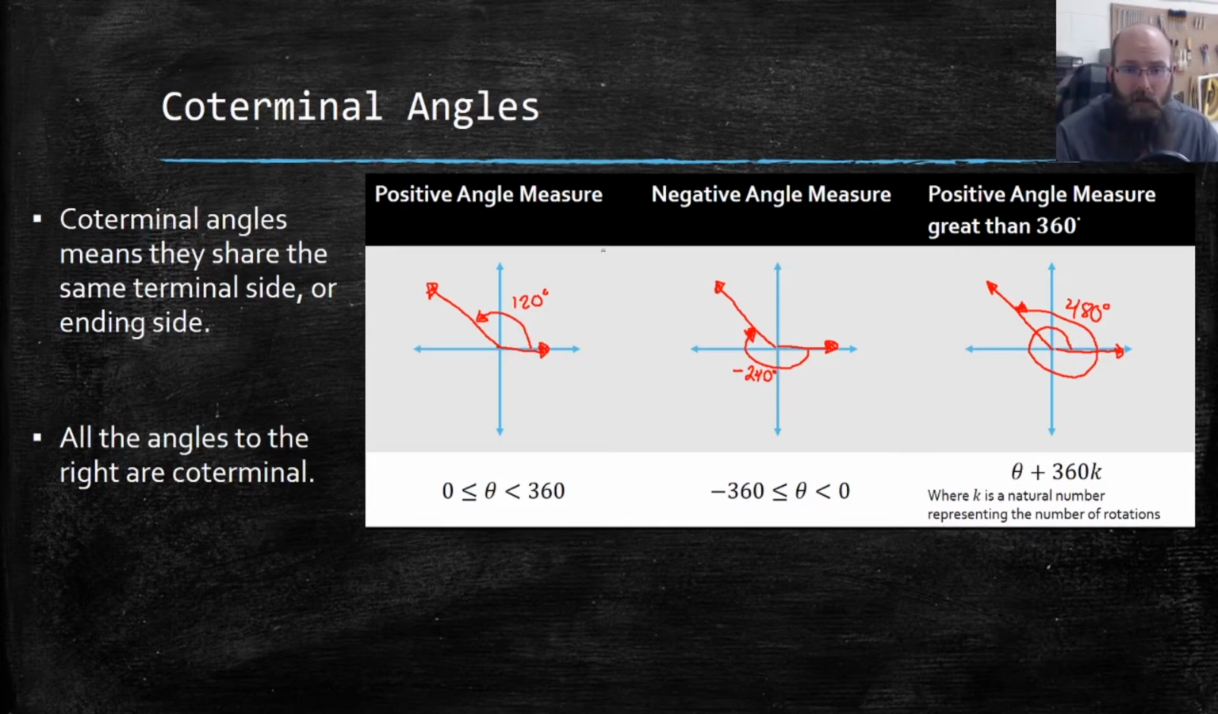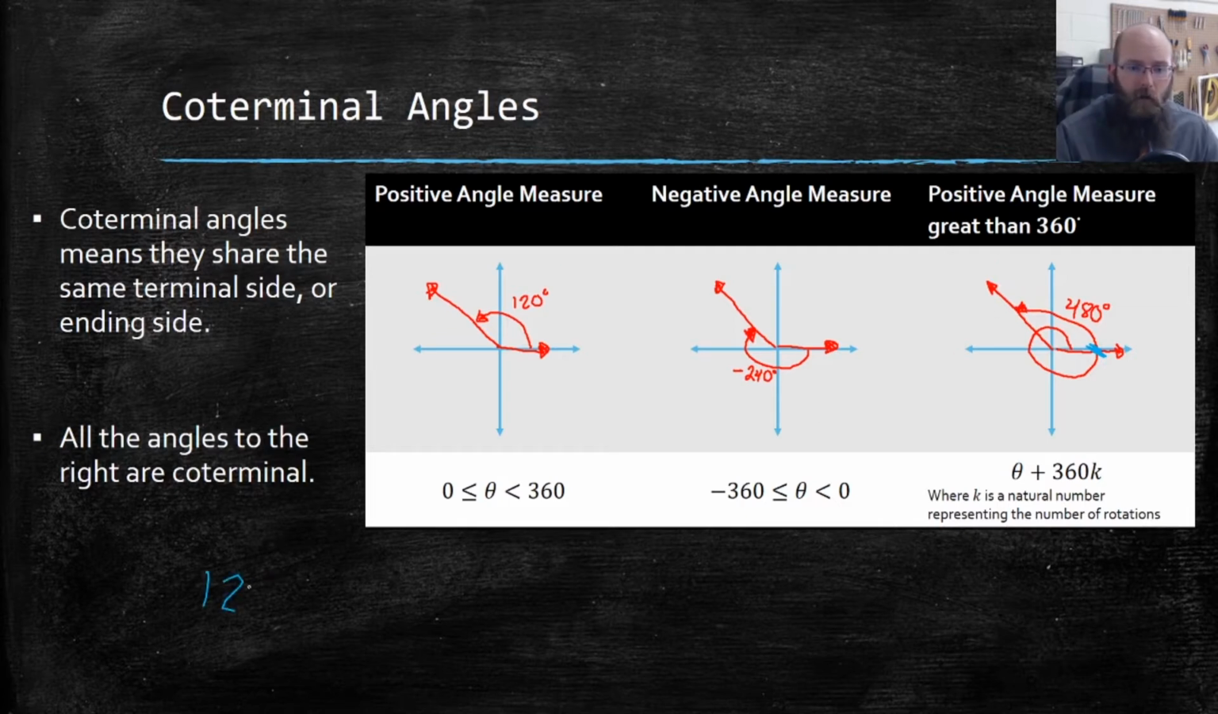So positive angles. My positive angle measure, I go up, I hit this, that's 120. If I took that same initial side and went down and around, well, that's -240, but notice that's in the exact same location. What if I went around positive? So I'm looking at the far right now. I went around one full rotation, that takes me to here, but then I went another 120 degrees. Well, same location, right? All of these are exactly the same.